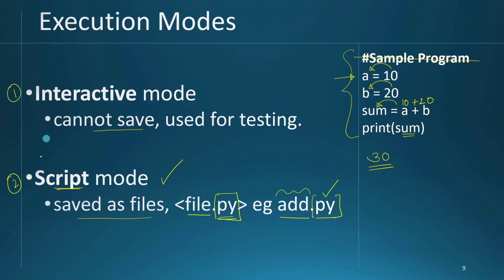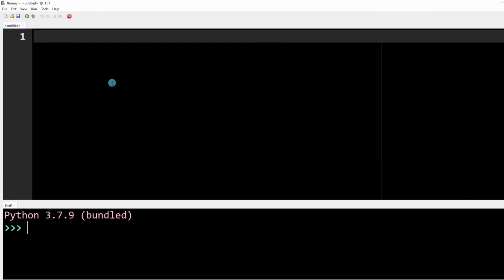Now let us see what's the difference between these two execution modes with Thonny IDE. So I have just opened my Thonny IDE. You can see the part above. This is where you can write the program and save it in a file. And what you see below, it's written shell over here.